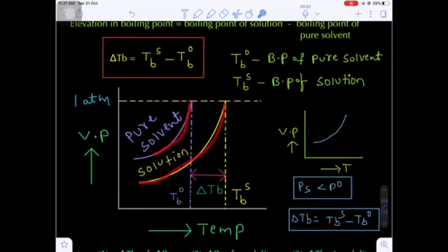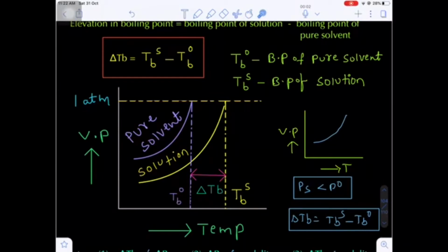The upper curve will be the pure solvent and the lower curve will be the solution curve. Even if you see any temperature, let's suppose at a particular temperature here, what is the vapor pressure of a solvent? More. Vapor pressure of a solution will be less. That means the vapor pressure of a solvent will always be greater than the vapor pressure of a solution at any given temperature. Let's suppose I am considering this temperature. At this temperature, the vapor pressure of a solvent will always be more than the vapor pressure of a solution. Are you getting my point?